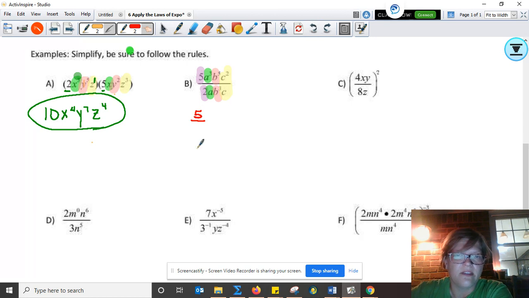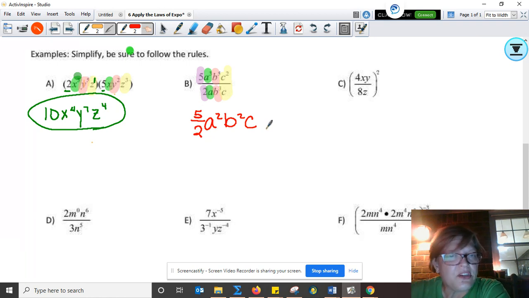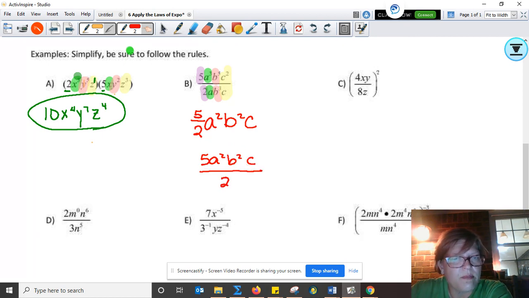5 halves. And since we're dividing, we do top exponent minus bottom exponent. So 3 minus 1 is a squared. 5 minus 3 is b squared. And 2 minus 1 is c. Now you could either have it written like that, or you could say 5a squared b squared c all over 2. Both of these are the same answer. You would want to just make sure you knew that they could be written in both directions.